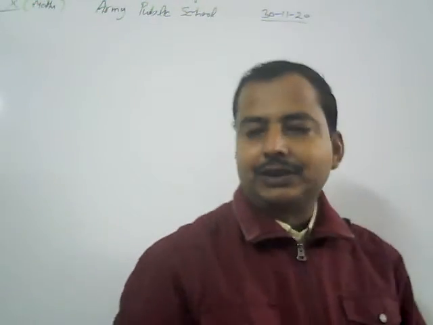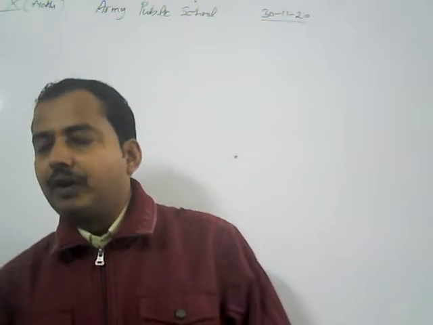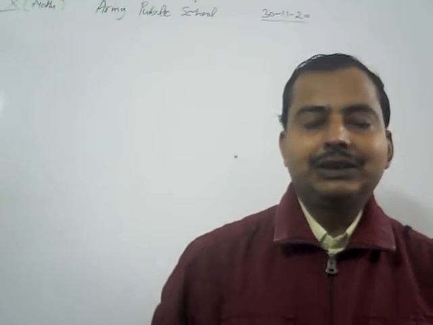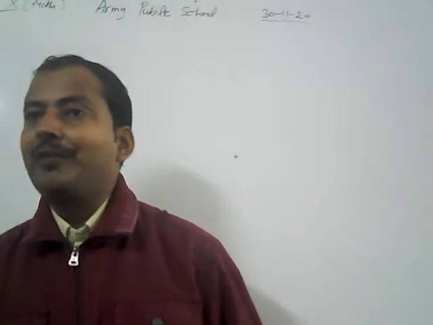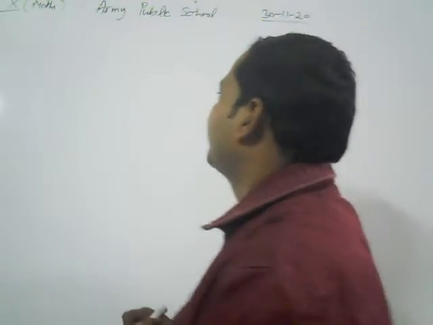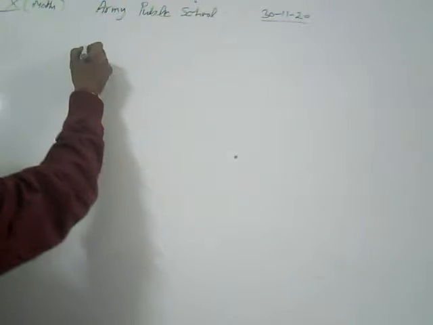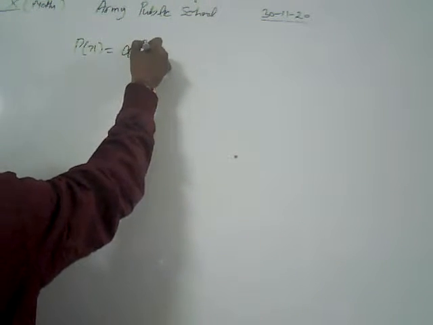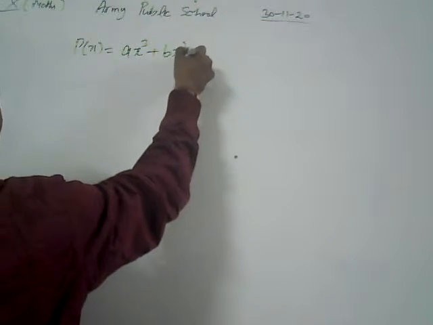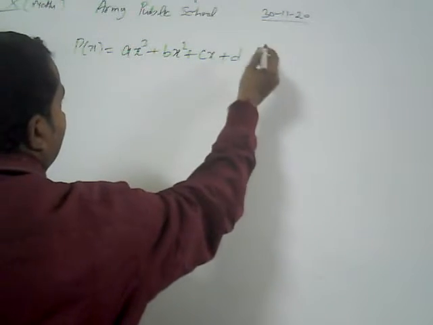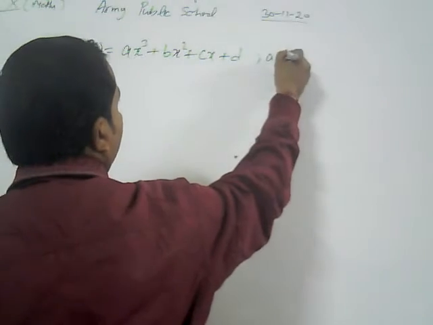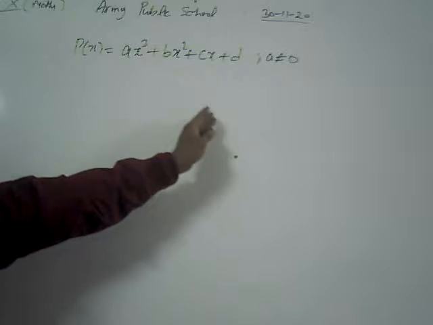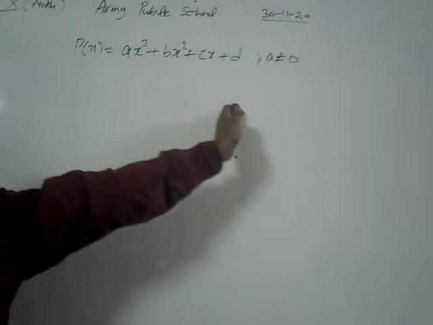In the last class, we discussed the relationship between zeros of a quadratic polynomial and its coefficients. In today's class, we are going to see the relationship between the zeros of a cubic polynomial and its coefficients. So suppose we have a cubic polynomial p(x) given as ax cube plus bx square plus cx plus d, where a is not equal to 0.